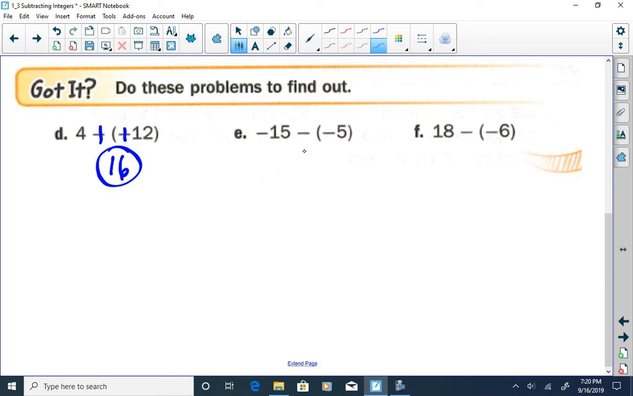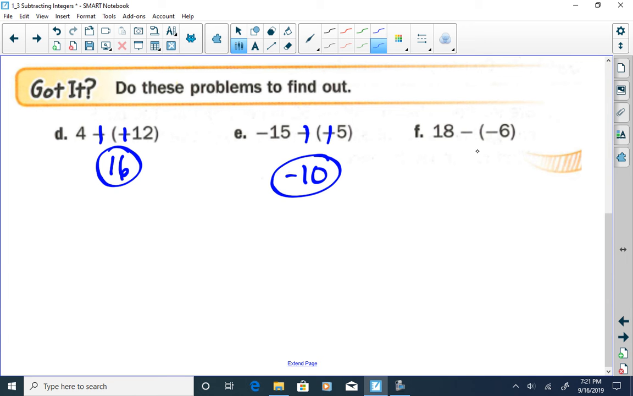Negative 15, take away negative 5. When we use the additive inverse, we add the opposite, change the subtraction to addition, change the sign of the number that follows to its opposite. We now have negative 15 plus positive 5. I subtract their absolute values because they're opposites. There's more negatives than positives, so that's going to be negative 10.